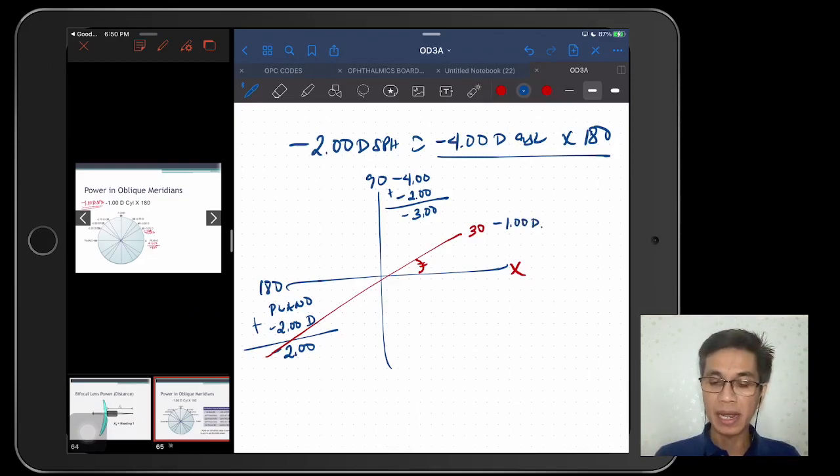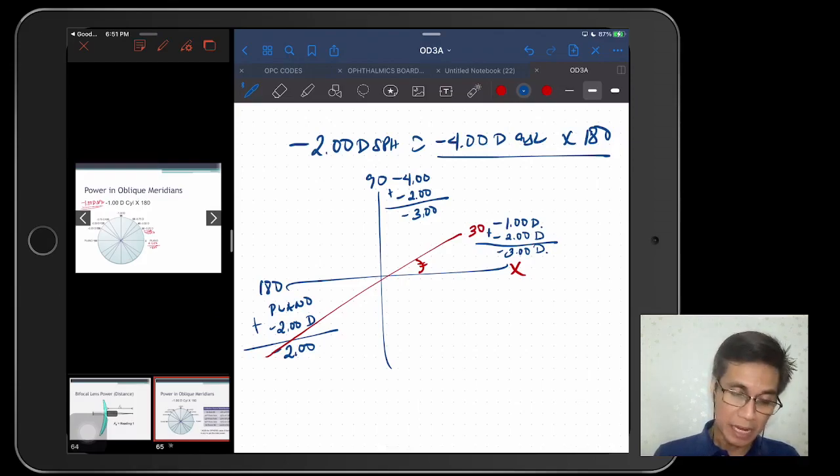Yung minus 1 na lang na yan, ay binabahagi lamang yan ng ating cylinder component. Pero, dapat tumanggap din naman siya ng minus 2. Bakit? Kasi yung minus 2 na yan, galing naman yan sa may spherical component. So, lahat kasi ng meridian, as we said, tumatanggap siya kung ano man ang power ng spherical component. So, ang total power mo dyan sa 30th meridian will be minus 3 diopter.